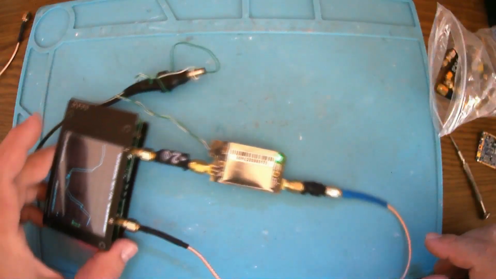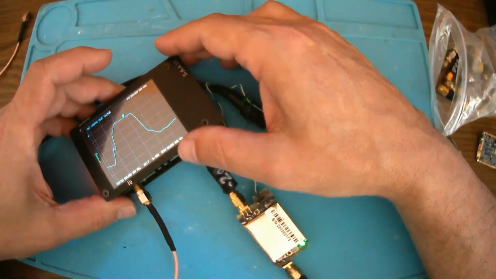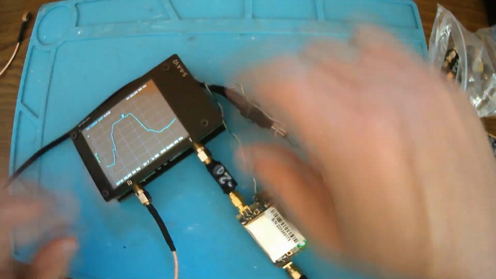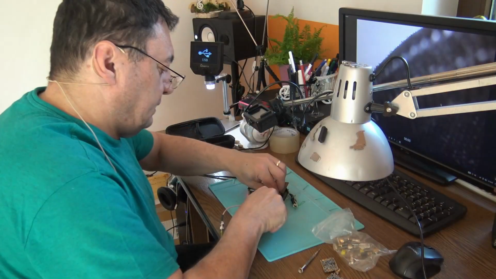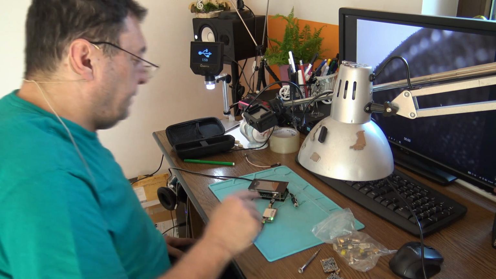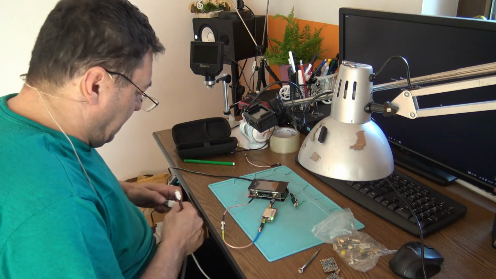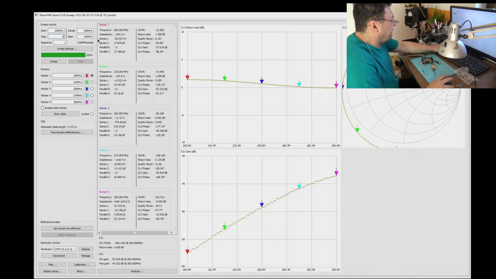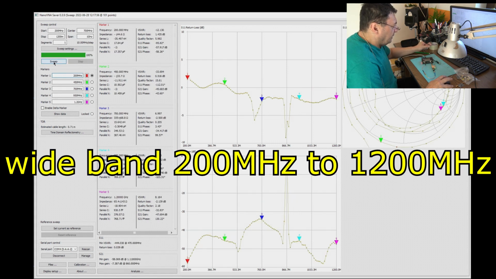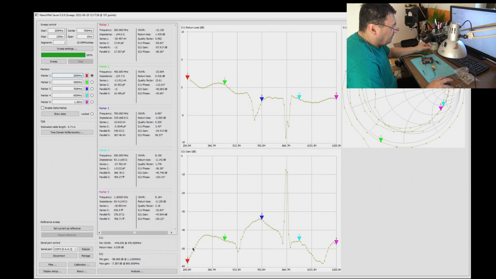And there we are, people. I have a minus 8.25 dB amplification, and there is the signal. But let me put it on the NanoVNA Saver to have a better look on the computer. Let's have first from 200 to 1200 megahertz. A very wide band. And there we go. This is the amplification chart.